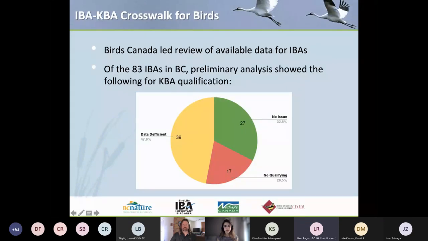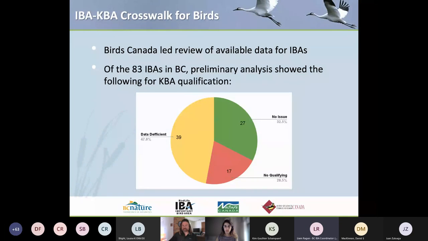And in part, when Birds Canada released their IBA KBA crosswalk for birds earlier this year, it was noted that BC had some of the most robust data of the various provinces, and that's attributable to the IBA Caretaker Network. I know many other provinces also have caretaker programs as well. And so thank you to those volunteers.